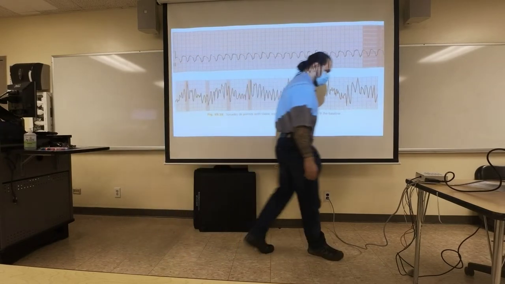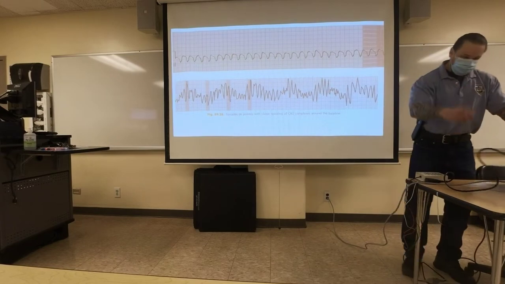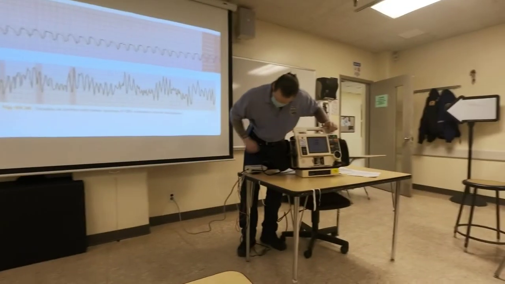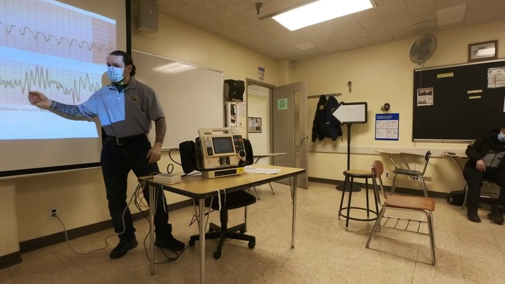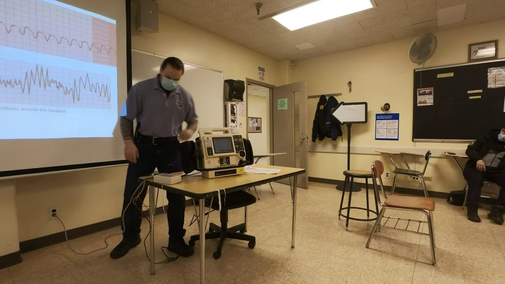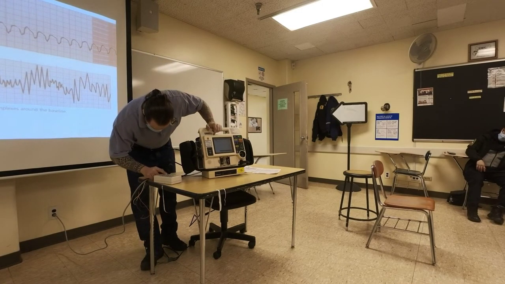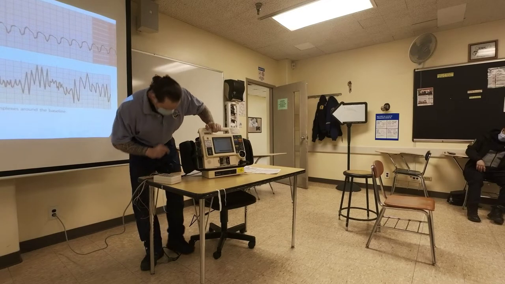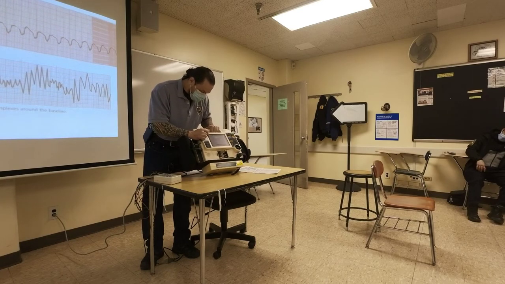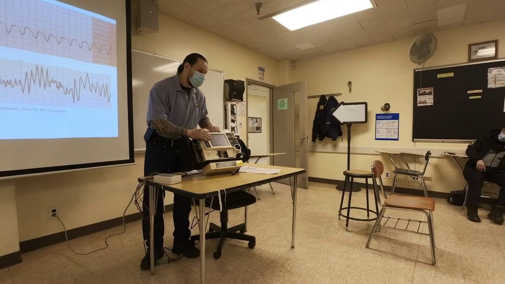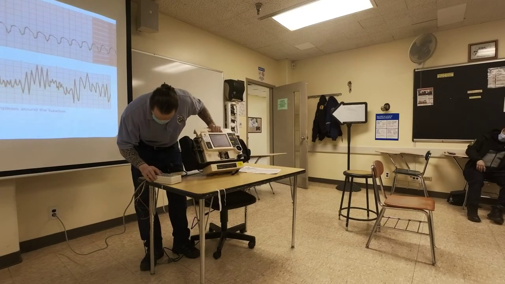A little tip I can give you when you're doing this on the monitor: look at your rhythms so that you don't confuse this rhythm with V-fib. The moment I put ventricular tachycardia on my monitor, you notice there's a heart rate. The heart rate doesn't mean the person has a pulse. It's just what the monitor is sensing, R to R. You see this number, it's not jumping. Everybody agree it's not jumping? Yes. It stays consistent. Look what I do when I put ventricular fibrillation.